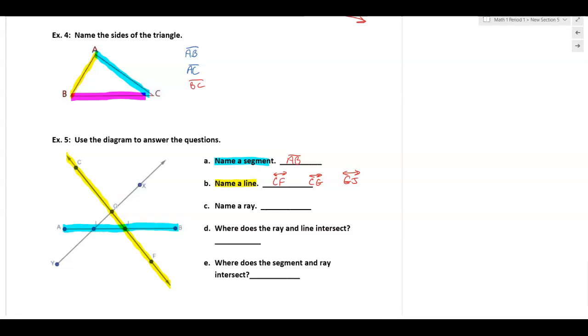Now if I had to name a ray, this ray starts at Y and goes in one direction forever and ever. So we would say ray YG. Or we can say YX.